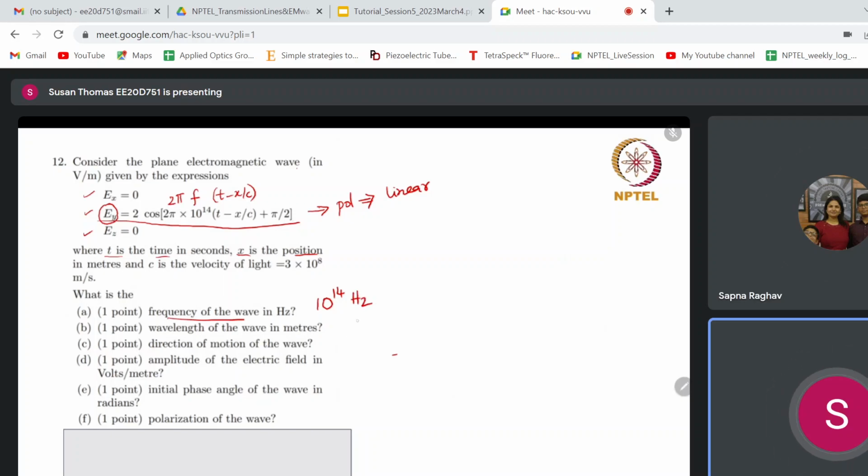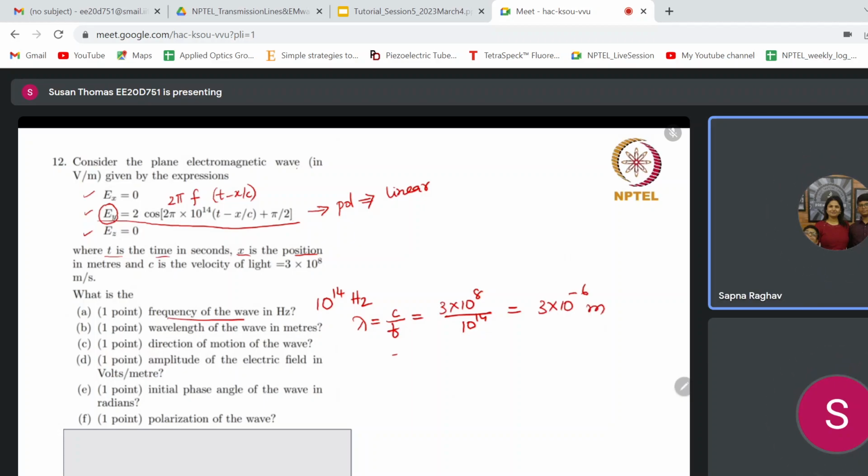Now coming to wavelength. Very basic. If you know the frequency, wavelength is lambda equal to c by f. So 3 into 10 power 8 by 10 power 14. Okay. So we get 3 into 10 power minus 6 meters.